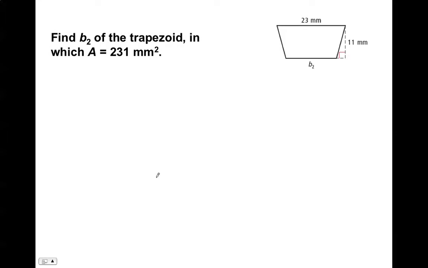Let's look at this trapezoid. The formula for area of a trapezoid is 1/2 base 1 plus base 2 times the height. Remembering that the bases are the parallel sides and the height is the perpendicular segment connecting the bases. So over here we make our list. We have area, base 1, base 2, and the height. Those are all the variables in the equation.